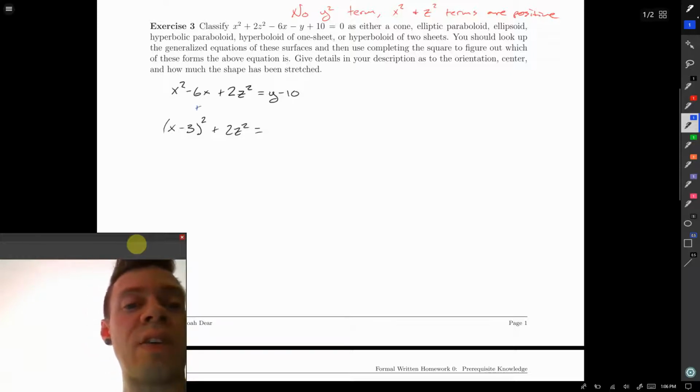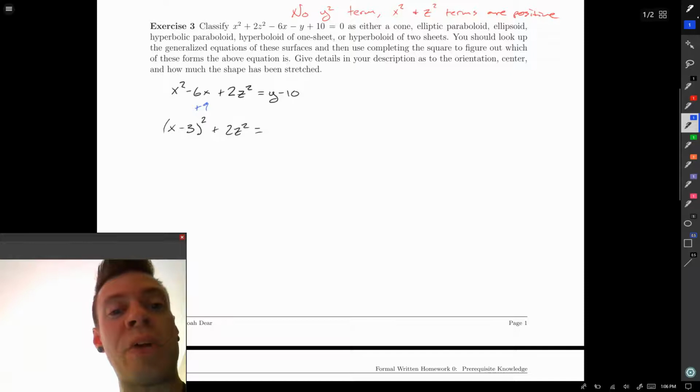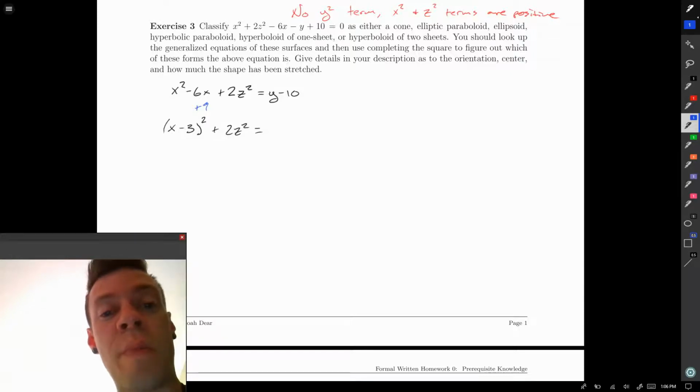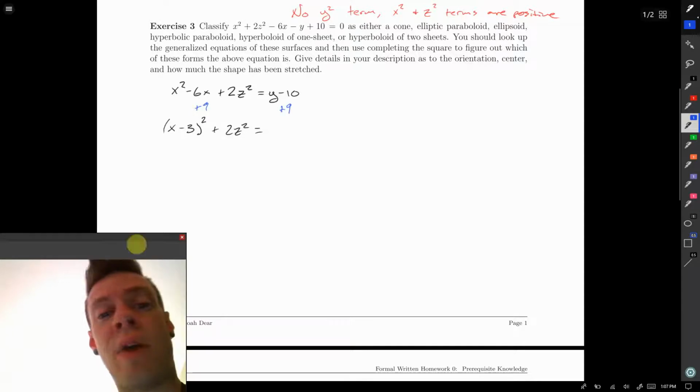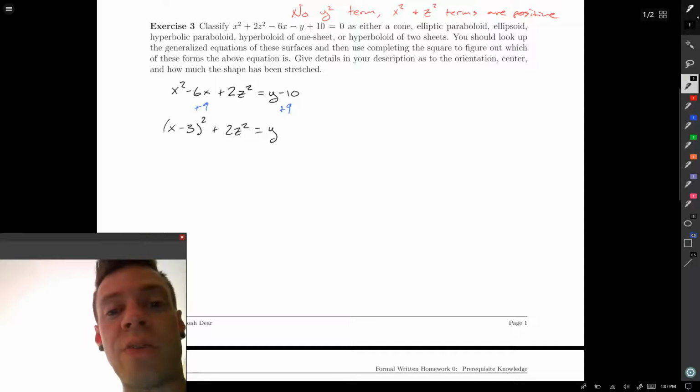But what this does is that when I square this, I get a plus 9 that I didn't have. So by switching it to this completed square form, I have now added 9 to the left side, so I need to do the same to the right side and add 9. So the right side now has y minus 1.